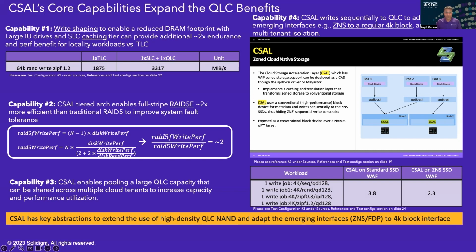Okay, so to summarize, CSAL is building all the key abstractions to extend the use of hyperdense QLC and adapt the emerging interfaces to the 4K block interface. Because we are adapting to FDP, ZNS, and large IU drives, applications on top of CSAL can continue to be unaware of those technologies, can continue to use the good old 4K block interface, and don't need to change.